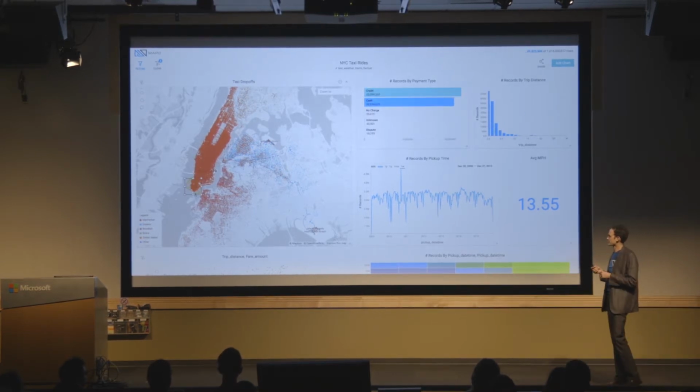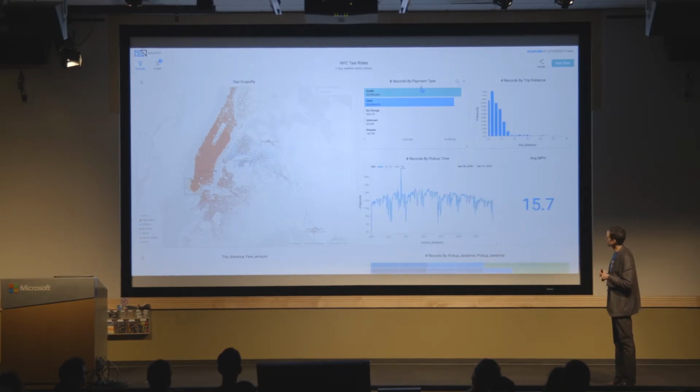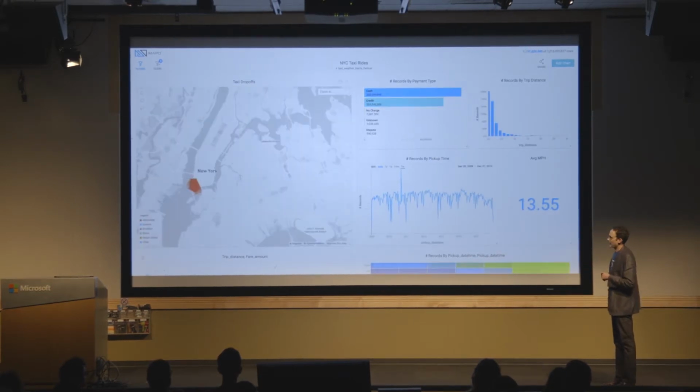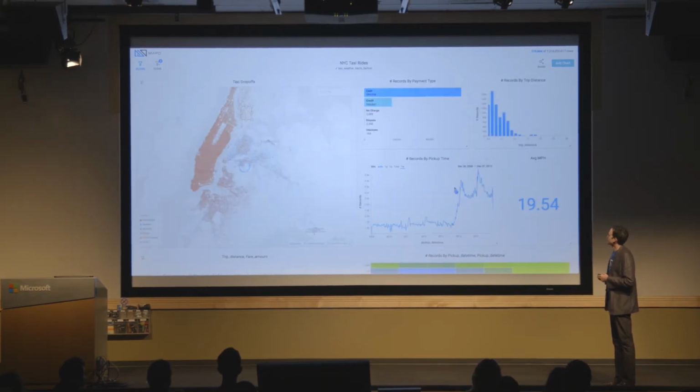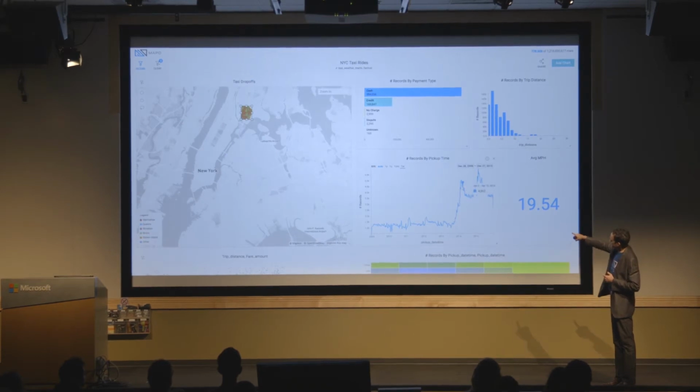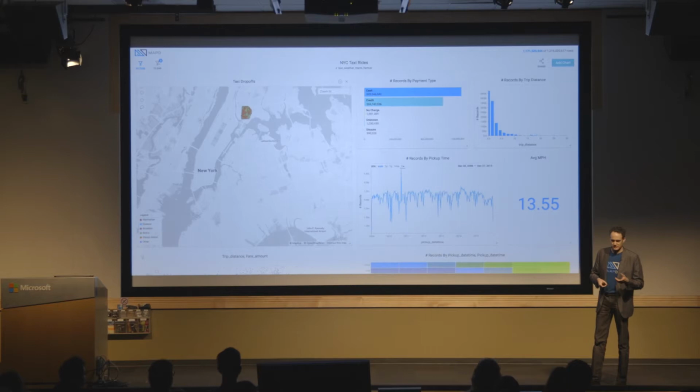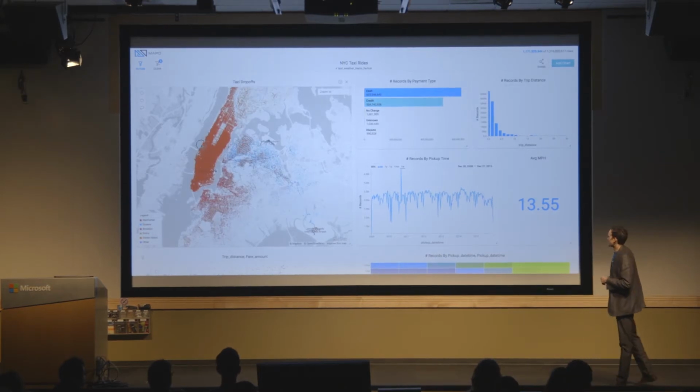But it's not the same across neighborhoods. So for example, if you look down in Wall Street, credit is more common for payment than cash. In other neighborhoods, a different story. So if you go up to the Bronx, for example, cash is used more than credit. You also see a spike in 2014. That's when green cabs were introduced in New York to better service the outer boroughs.